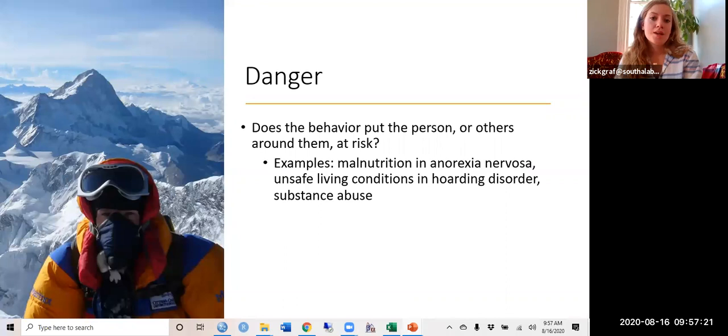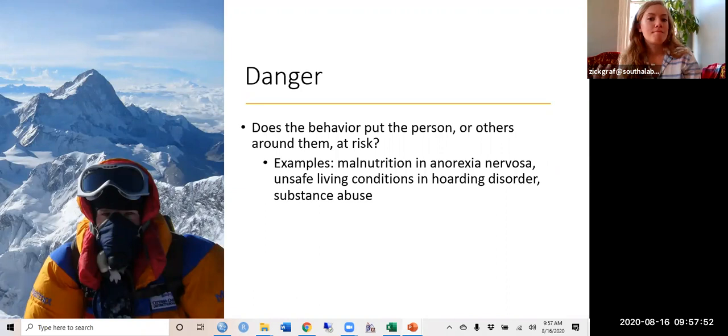So the next D is for danger. When we're evaluating behavior to see whether it's pathological, we ask if it puts the person doing the behavior, or people around them, at risk. Some examples of dangerous behavior in psychopathology would be people with eating disorders experiencing malnutrition because of self-starvation, and people with hoarding disorder living in unsafe conditions. Substance abuse by definition is dangerous because there's a risk of overdose, physical dependence, and physical harm.